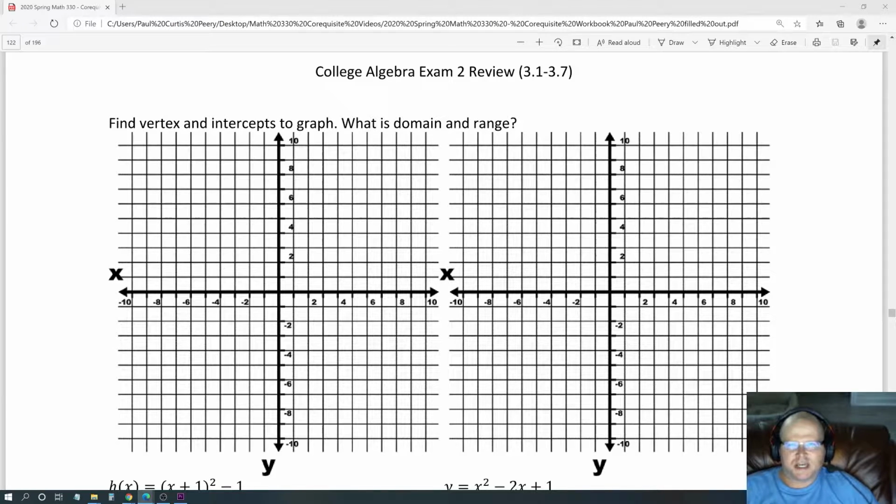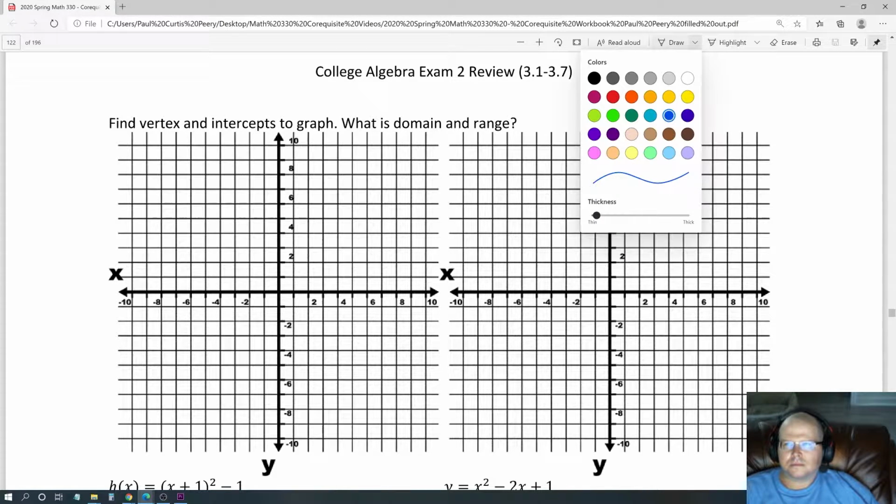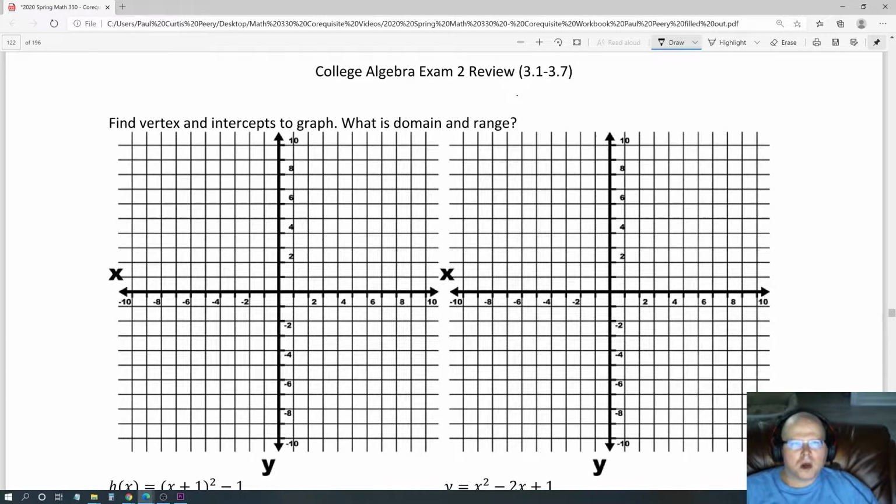College Algebra Exam 2 Review, sections 3.1 through 3.7. Find the vertex and intercepts to the graph. What is the domain and range? All right.